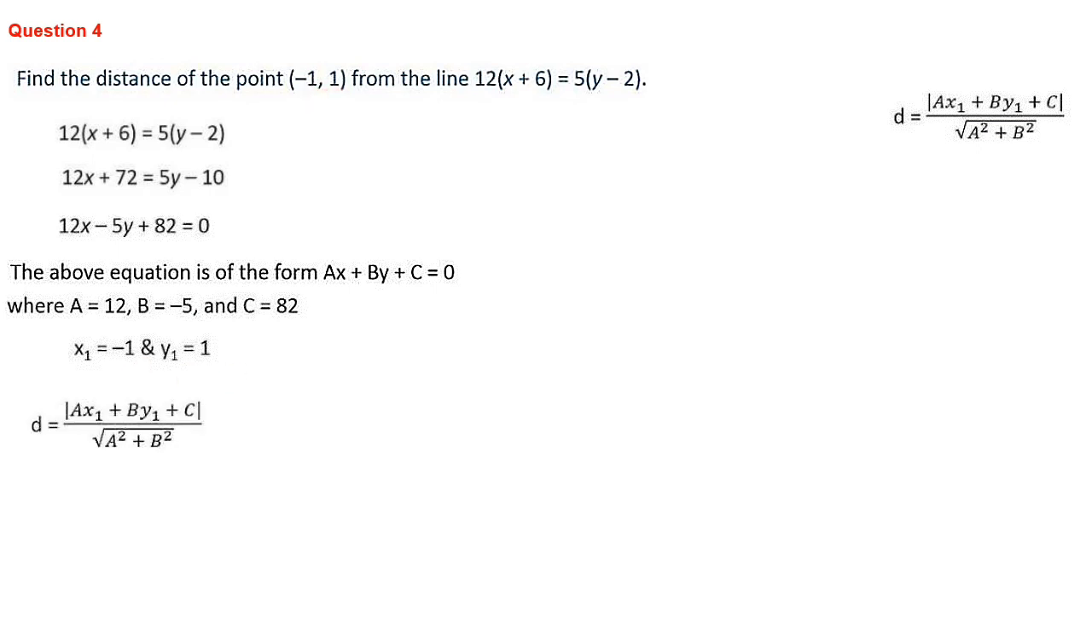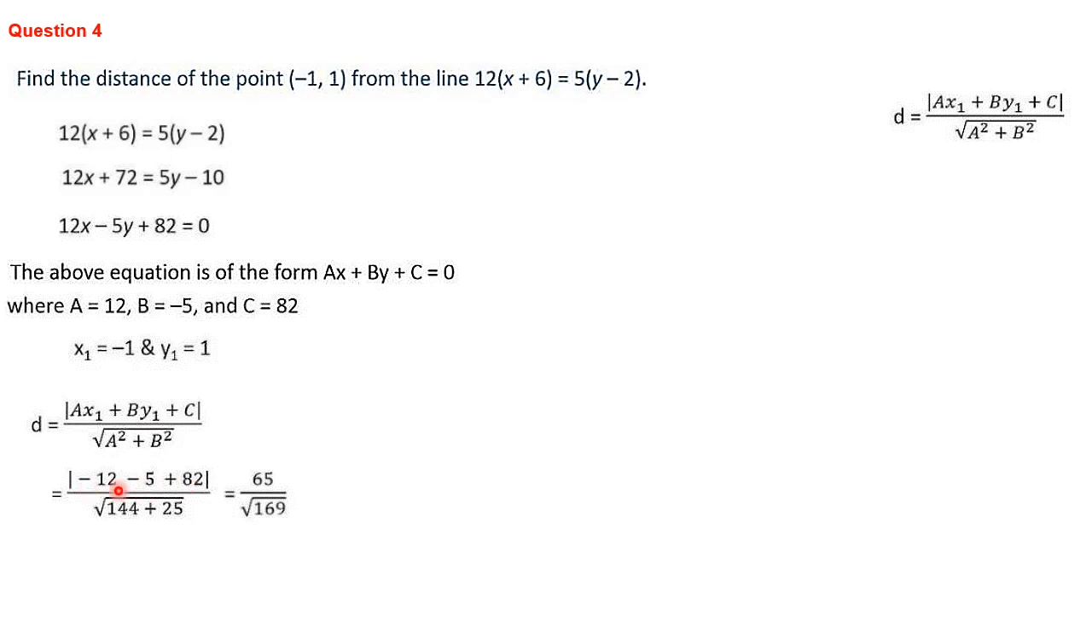So when we do substitution, d is equal to mod of (ax1 plus by1 plus c) divided by root of (a square plus b square). So here a x1 is 12 into minus 1, which is minus 12. Plus b y1, that means here minus 5 into 1, which is minus 5. Plus c is 82, divided by root of a square plus b square, that is 12 square, which is 144, plus minus 5 square, which is 25. When you do the calculation, minus 12 minus 5 is minus 17.